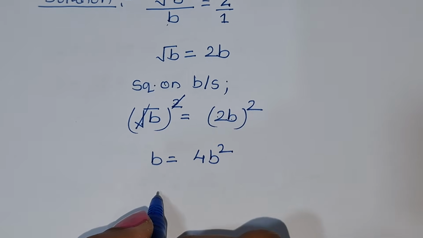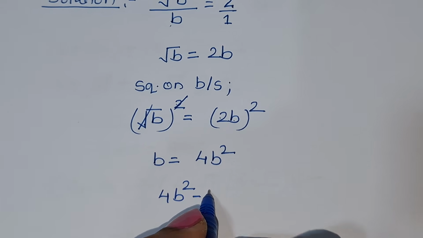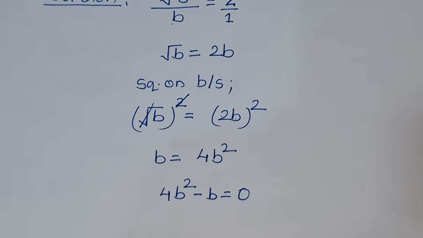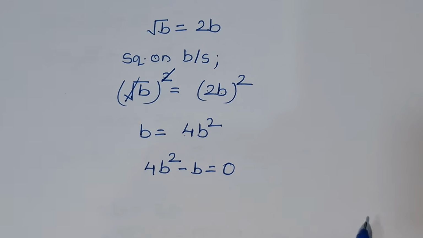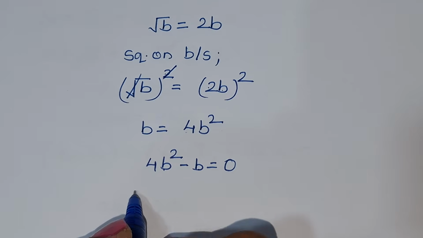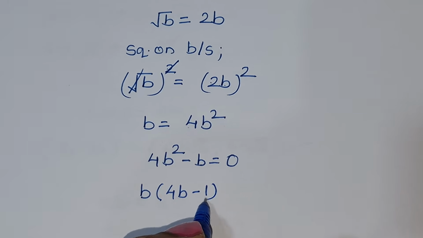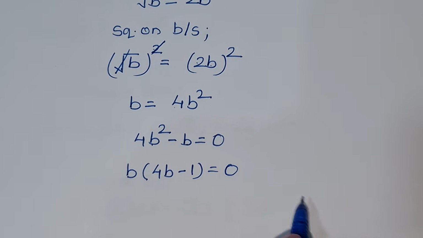Now we can write this as 4b square minus b equal to 0, right? 4b square minus b equal to 0. Now here b and here b, so we can take common b. So we are taking common b, 4b minus 1 equal to 0.